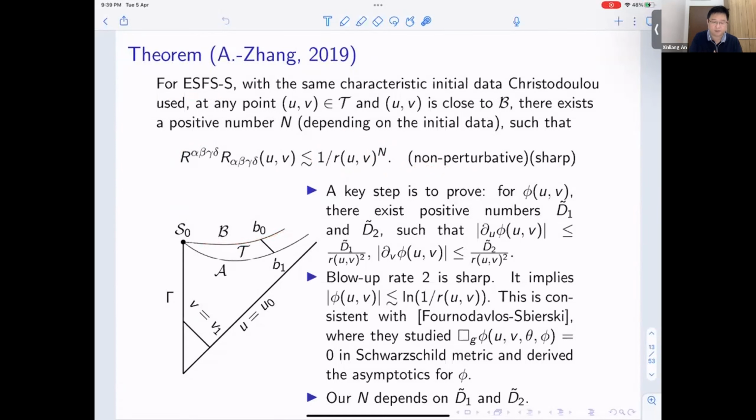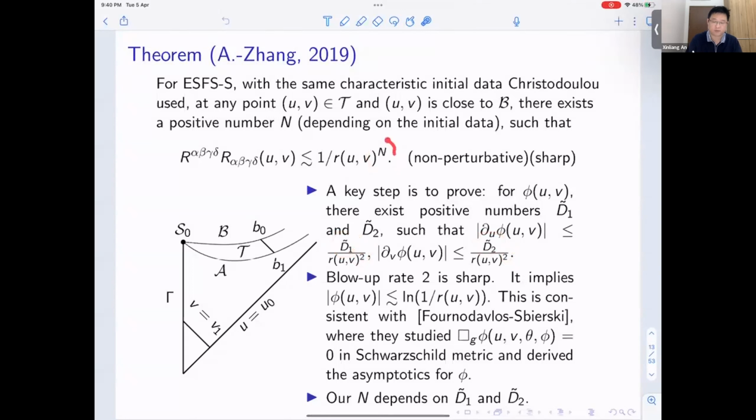And because we have the lower bound by Christodoulou, which is 1/r to the power of 6, the polynomial rate would be sharp. But in order to do so, a really key step is to prove that the blow-up rate for the scalar field close to the space-like singularity would be exactly 1/r to the power of 2. So we cannot lose anything. If we lost an epsilon here, we could only prove an exponential blow-up rate, not a polynomial one. We have to make sure this is 2, and this n will depend on the constants d1 tilde and d2 tilde.